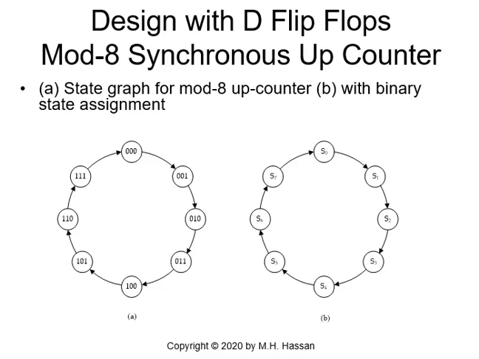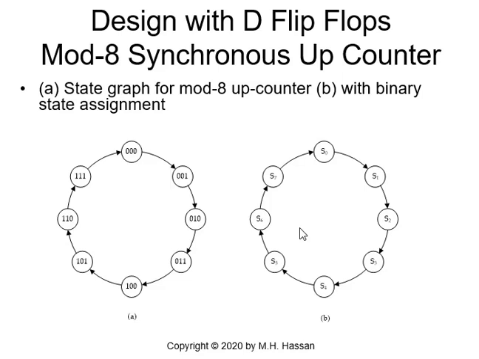So mode 8 up counter will count from 0, 0, 0 to 1, 1, 1. Initially we have state 0, 0, 0, then 0, 0, 1, then 0, 1, 0, 0, 1, 1, 1, 0, 0, 1, 0, 1, 1, 1, 0, 1, 1, 1, and back to 0, 0, 0. If you make a state representation, or state assignment, we assign S0 to 0, 0, 0. This is S1 to 0, 0, 1, which is equivalent to the binary number, up to S7 to 1, 1, 1. So we'll get this graph, with binary state assignment.